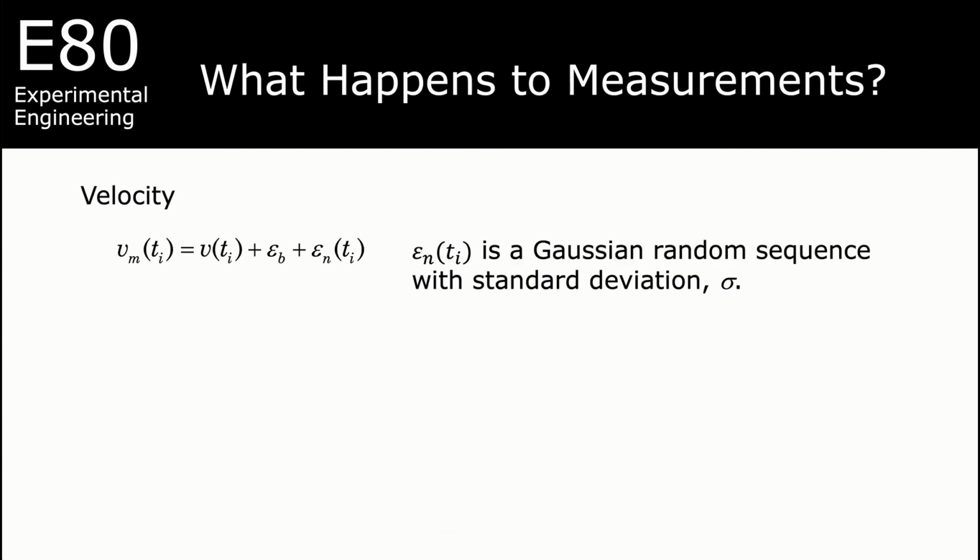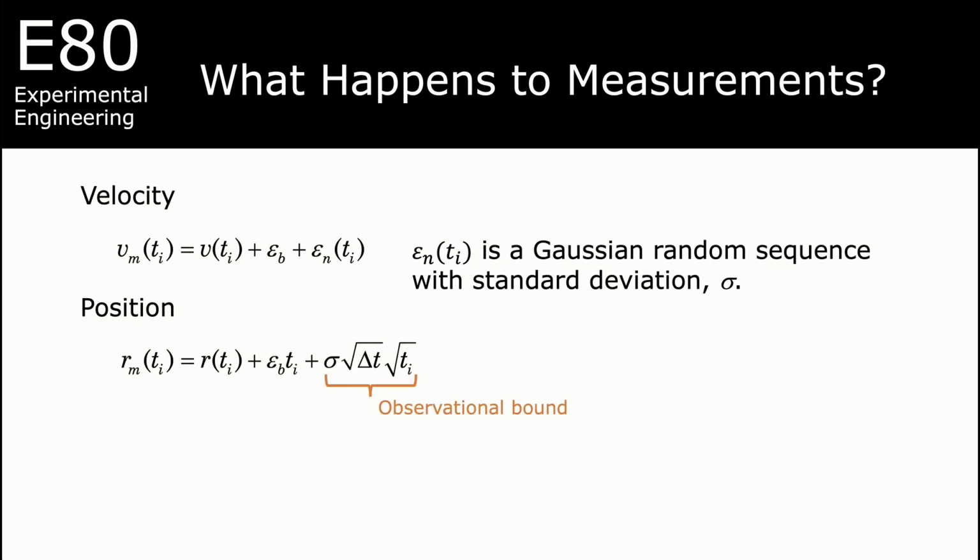If we start with velocity instead, where the measured velocity is the true velocity plus the bias and the white noise, we find the position is going to be the first integral of this. So again, we get the true position plus the bias times time plus the standard deviation of the white noise times the square root of time times the square root of the time step.